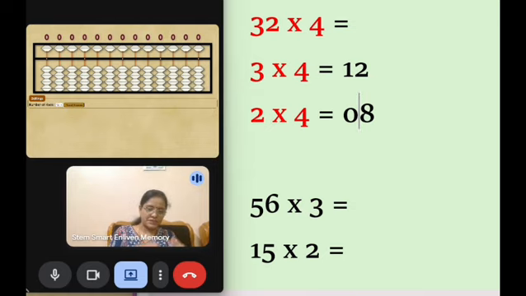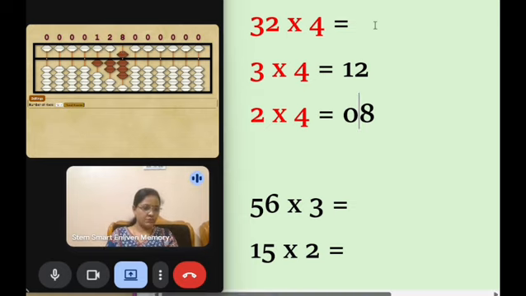So in the first step, 3 times 4 equals 12. In the question you have 2 digits and in the answer you have 2 digits. In the second step, 2 times 4 equals 08. In the question also we have 2 digits and in the answer also we have 2 digits. The hundredths rod is the selected rod for placing the answer. So I am placing 12 in the hundredths rod, 1, 2. And 2 fours are 0, 8. So 128 is the answer for 32 times 4.